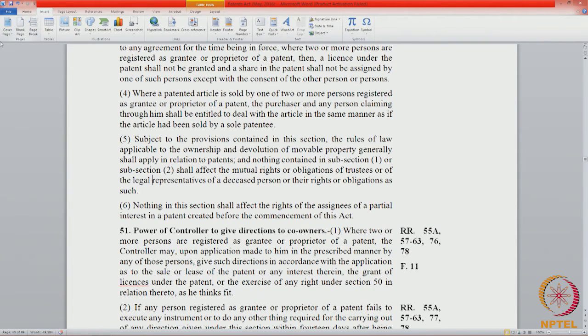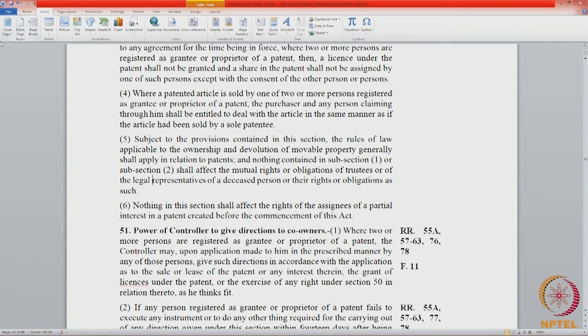And the rights of co-owners, which we just saw in subsection 1 and subsection 2, shall not affect the mutual rights or obligations of trustees or legal representatives of a deceased person, meaning that if, amongst the 3 owners A, B and C, C passes away, the death of C will not affect the rights, which will now fall upon his legal representatives.